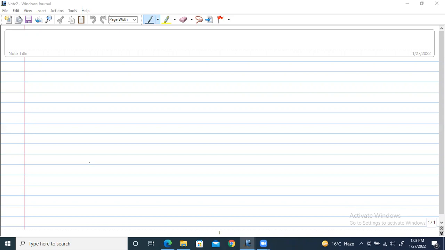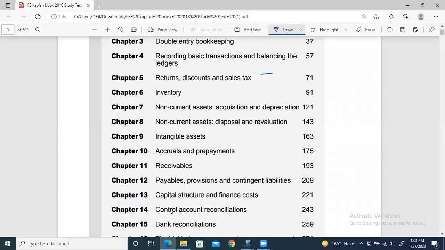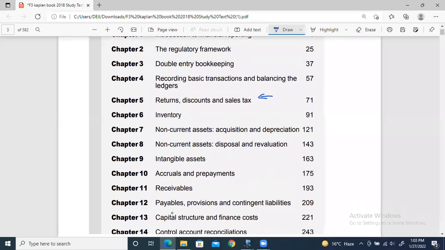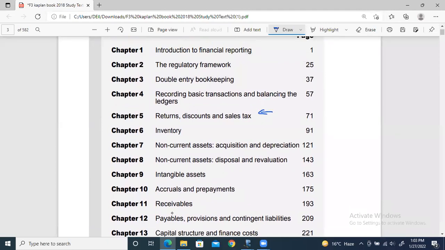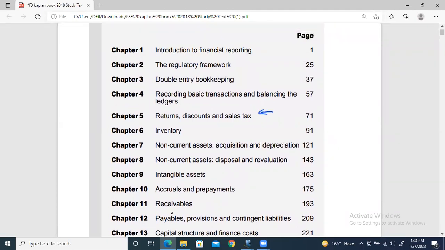So we are starting the next chapter today. We did a couple of questions of double entry. So I think it's enough for now, but we will practice more questions in the upcoming classes as well. Okay. So we are starting the new chapter, chapter number 5. We have done till chapter 4. I have taught you how to balance the T accounts and how to do the double entry, right? Now we are starting a new chapter. This is known as returns, discounts, and sales tax.